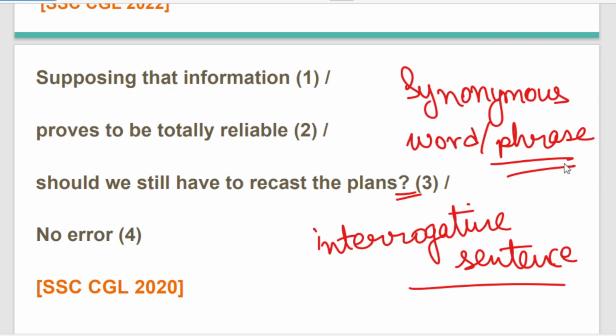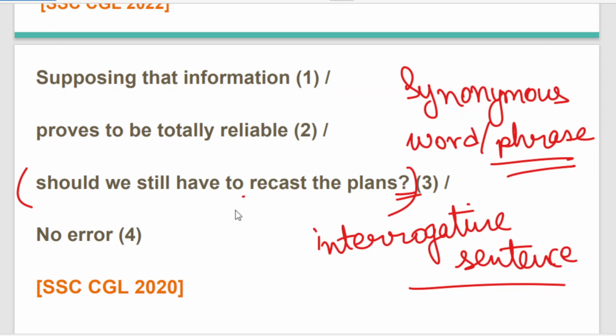Now let's try to apply this logic on this question. Supposing that information proves to be totally reliable, should we still have to recast the plans? Now this part is an interrogative part. We are asking a question to someone.